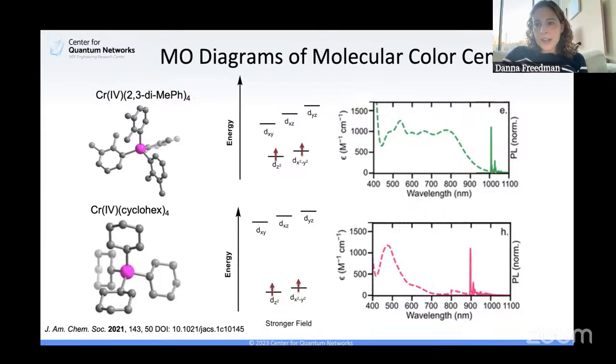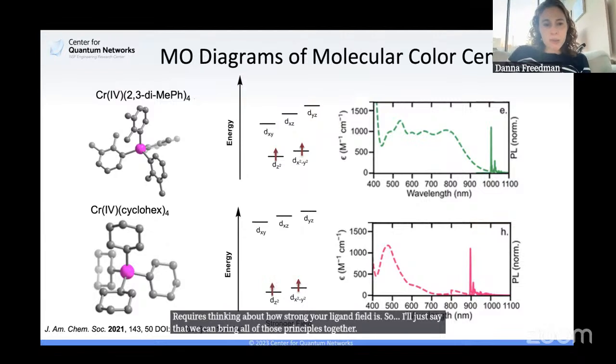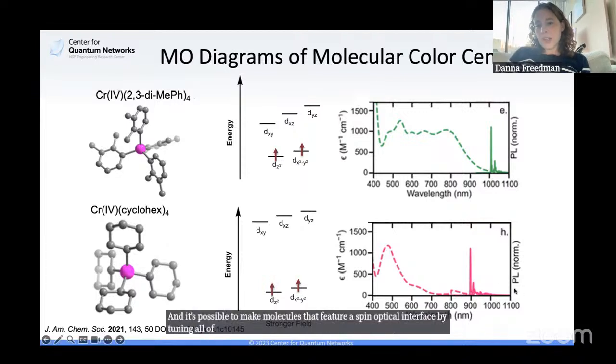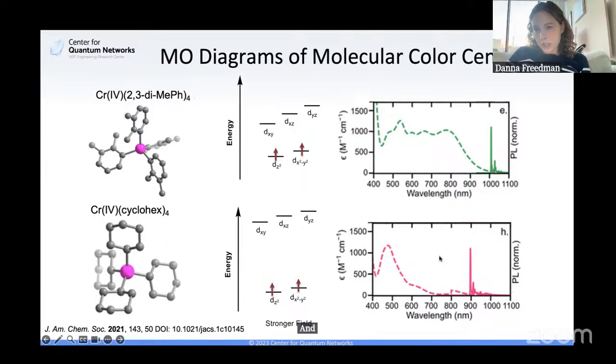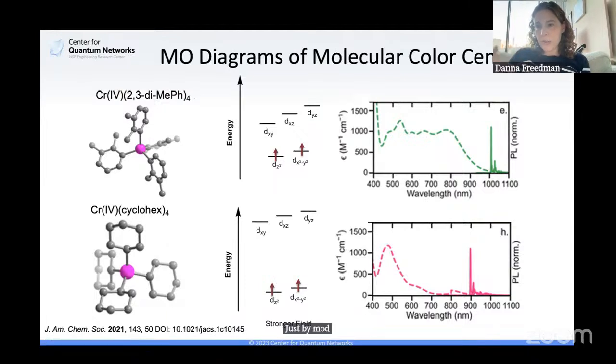So I'll just say that we can bring all of those principles together, and it's possible to make molecules that feature a spin optical interface by tuning all of those parameters. And so we can tune, just by the principles that we've learned thus far, the frequency of emission, just by modulating simple parameters about the ligands.